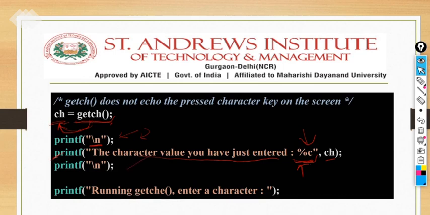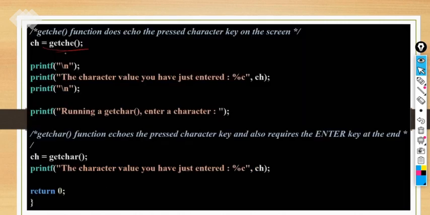In the next line it will print "Running getche, enter a character", and whatever is stored by getche comes into the ch variable and prints as the character value you have just entered. Again in the next line it shows the message "Running getchar, enter a character". Again we enter a value, which is stored into ch, but after that you have to press Enter. That is the difference in getchar. After all, at last it will return 0, which means successful execution.